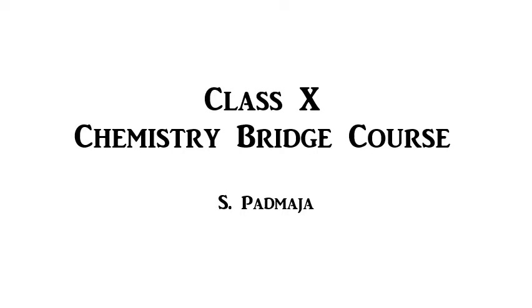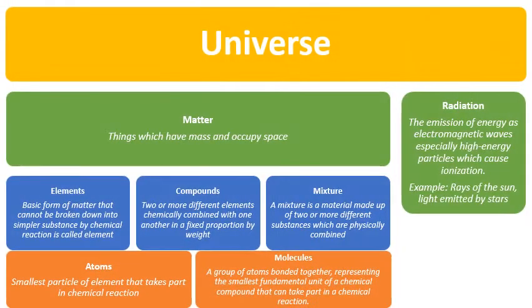Today we are going to learn about a few basic concepts that you will need for the first chapter. The universe consists of matter and radiation. What is matter? The air we breathe, the food we eat, plants, animals, stones, clouds, stars, even a small drop of water or a particle of sun, everything is matter. So we can define matter as things which have mass and occupy space. Radiation, you know very well, is the rays of the sun, light emitted by the stars. So the universe consists of matter and radiation.